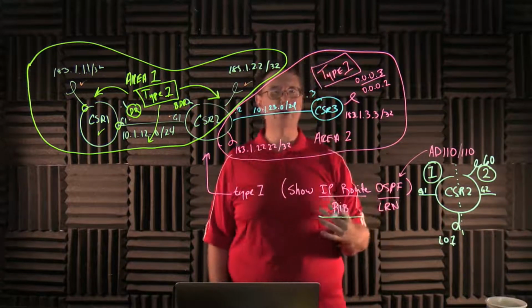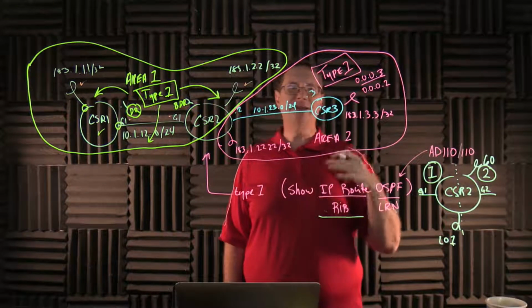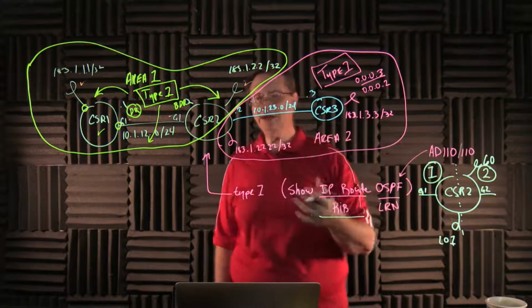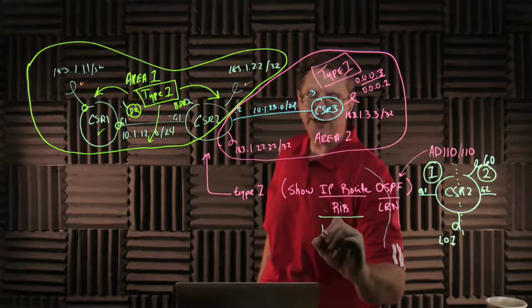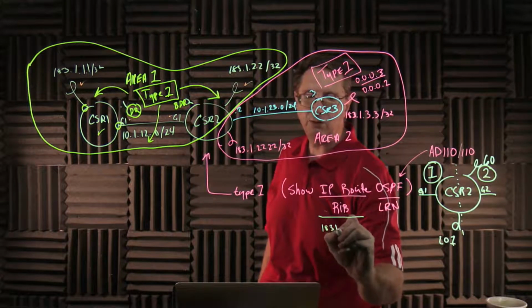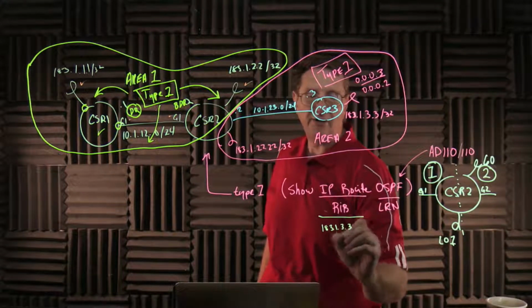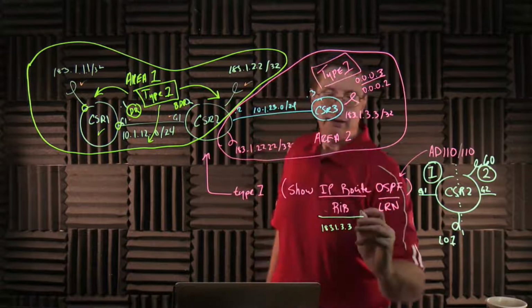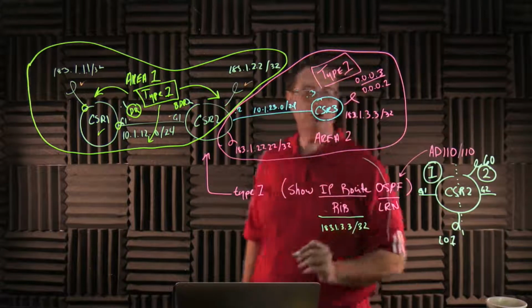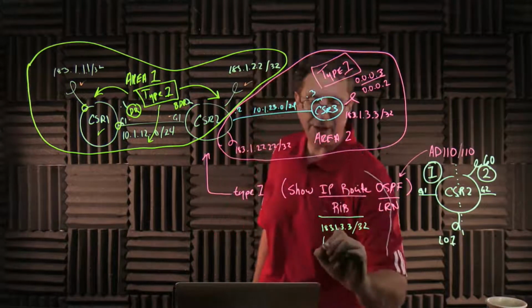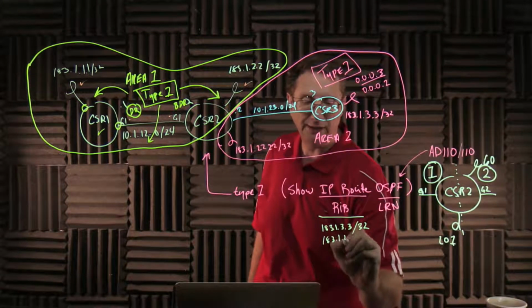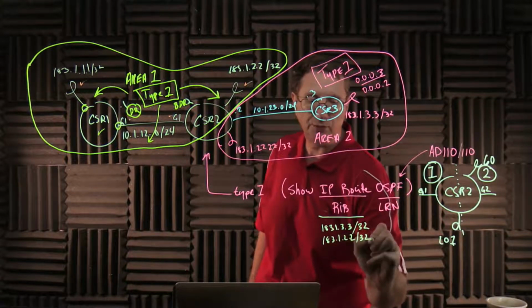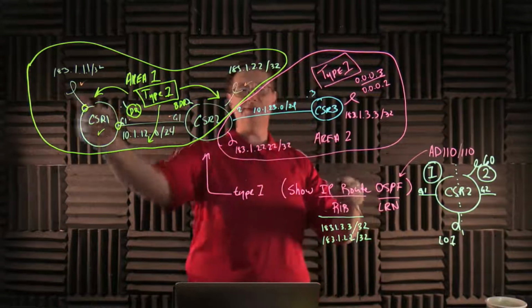So what should I be learning? Well, based on my configuration, if I got everything set up properly, I should have prefixes in my routing table for 183.1.3.3 as a /32-bit prefix. I should have an entry for 183.1.2.2 as a 32-bit prefix. That's coming from this side.